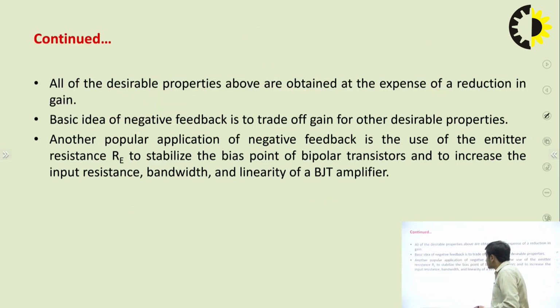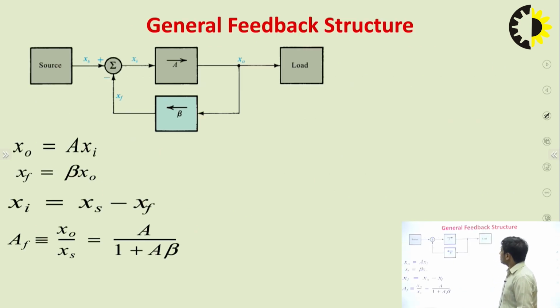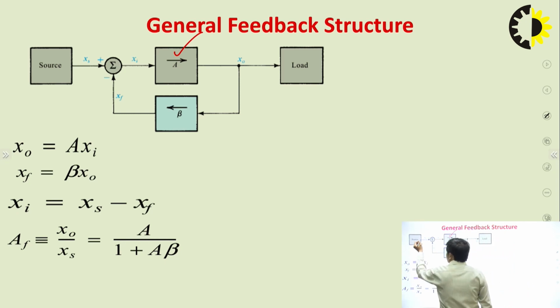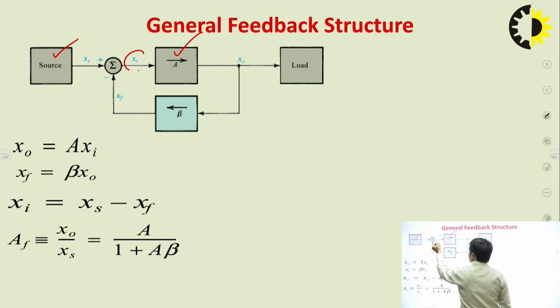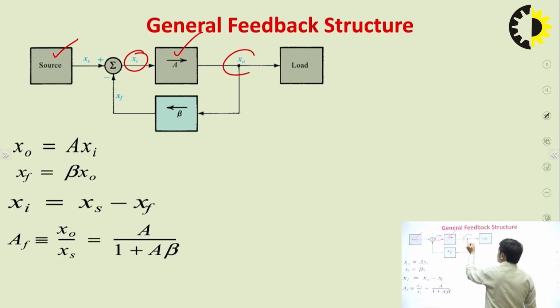Now coming to the structure of negative feedback, that is a general feedback structure. You can see that this is the basic amplifier, and the gain of the amplifier is A, and this A is basically the gain without feedback, and the input signal is coming from the source. This source may be a sensor, right? The input of this amplifier is Xi and the output of this amplifier is Xo. This X is an electrical quantity, it may be voltage or it may be current.